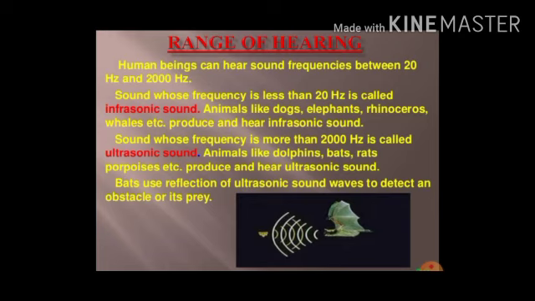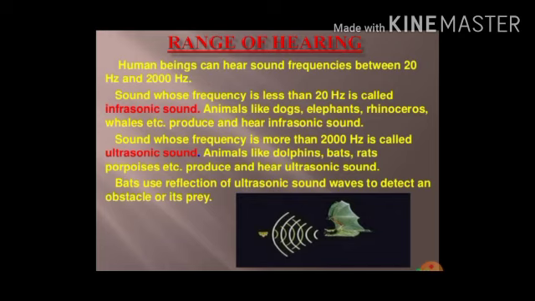Sound whose frequency is less than 20 Hz is called infrasonic sound. A few animals like dogs, elephants, rhinoceros, whales, etc. produce and hear infrasonic sounds. Sound frequencies which are more than 20,000 Hz or 20 kilohertz are called ultrasonic sounds. Animals like dolphins, bats, rats, porpoises, that is a small grey fish, etc. produce and hear ultrasonic sounds.